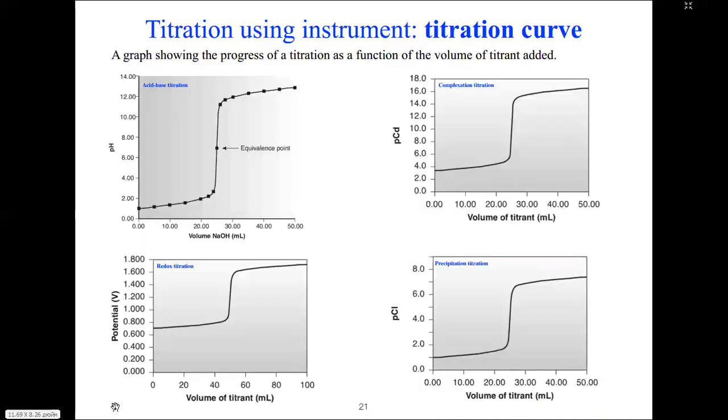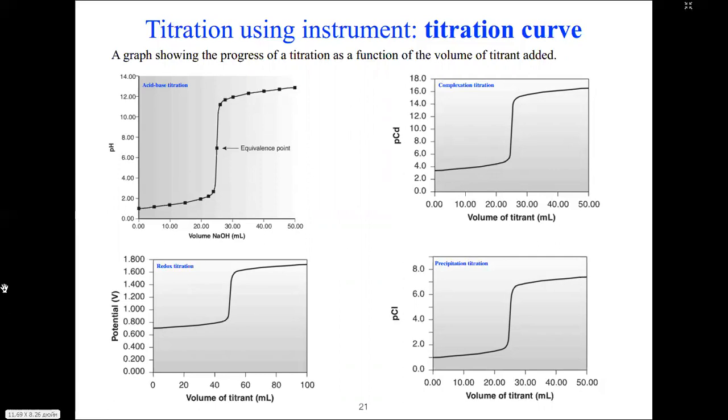So what if you use an instrument? If you use an instrument, then you get a graph like this. There are 4 graphs shown in this slide, and these 4 graphs are for different types of titration. The first one on the top left is for acid-base titration. Then on the top right is complexometric titration. Bottom left is redox titration, and bottom right is precipitation titration.